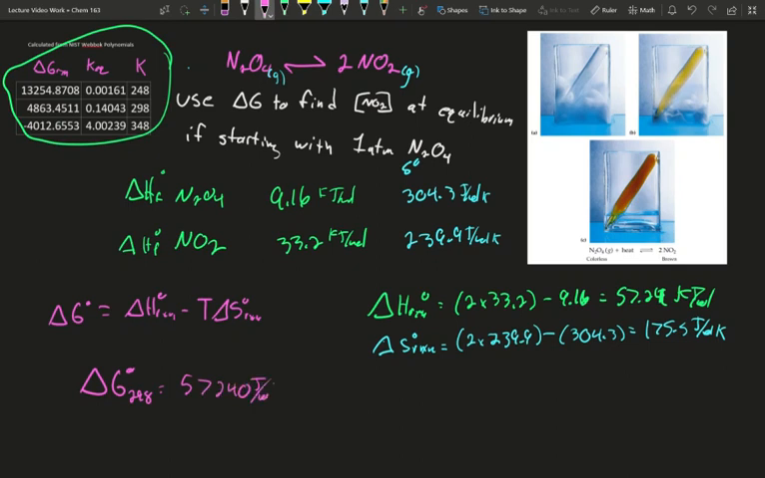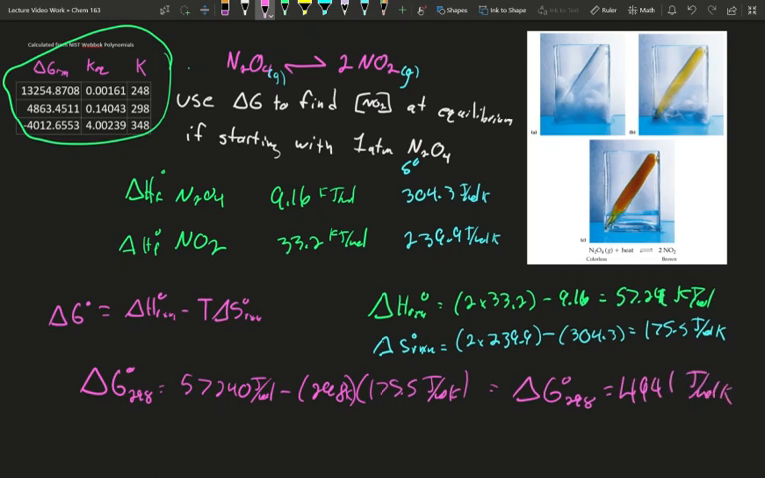57,240 joules per mole minus 298 times the delta S of 175.5 joules per mole Kelvin. We'll find that our delta G at 298 is 4,941 joules per mole. This is very close to the value calculated with the polynomial from the NIST site. The polynomial is our best fit, so we do expect a tiny change, but that's not terribly significant.